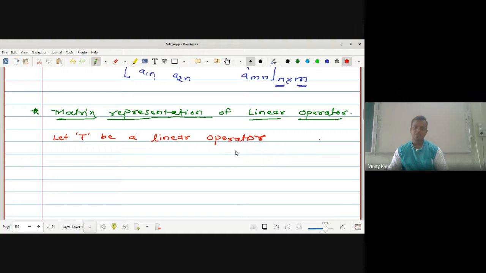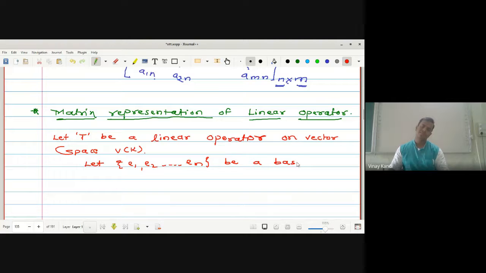Okay, let T be a linear operator on vector space V over the field K. And let E1, E2 up to so on En be a basis of V over K.